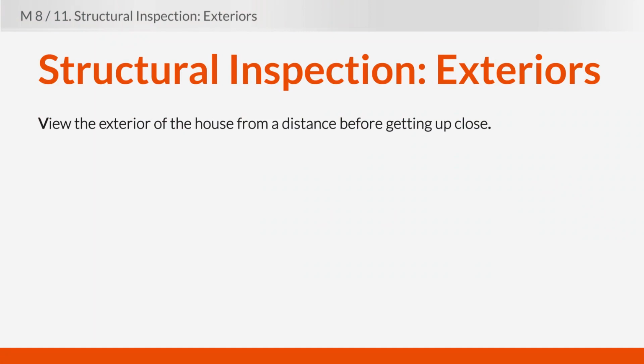The structural inspection starts at the exterior of the home while you're doing other exterior issues. Absolutely, you're looking at grading and siding and trim and windows, but you're also inspecting the structure. You want to view the exterior of the house from a distance before getting up real close to the home, because you want to be able to see if the home is leaning or if the roof is sagging.